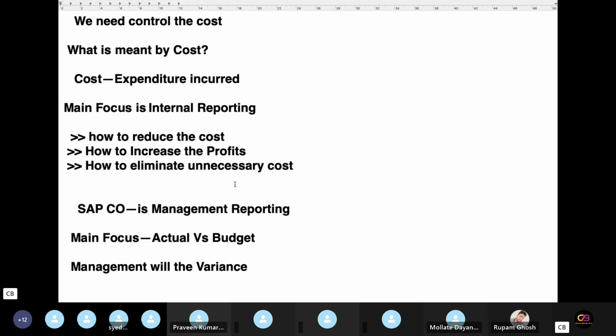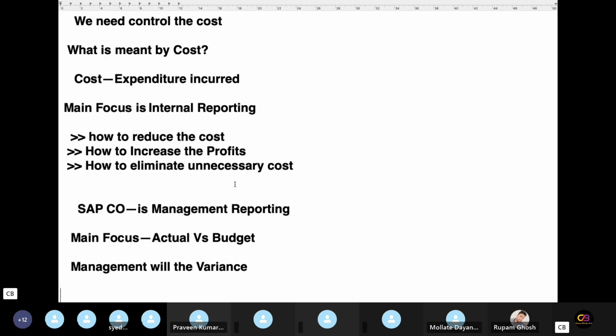Actual means what really happened. Like you plan for material 20 lakhs, but really how much did you purchase this year? You purchased up to 25 lakhs, but you planned for 20 lakhs. 5 lakhs is extra you purchased, and why is that extra coming? Because the material cost is increased. The material cost suddenly increased due to COVID.